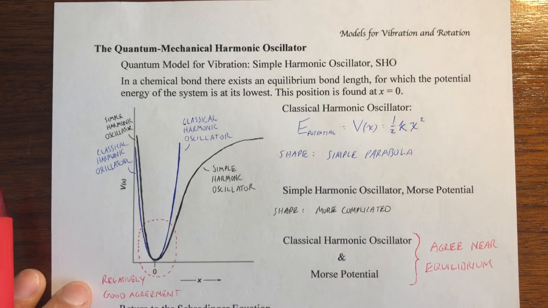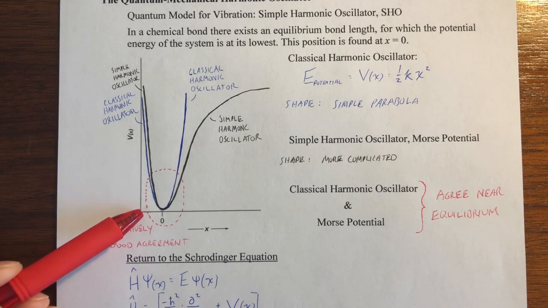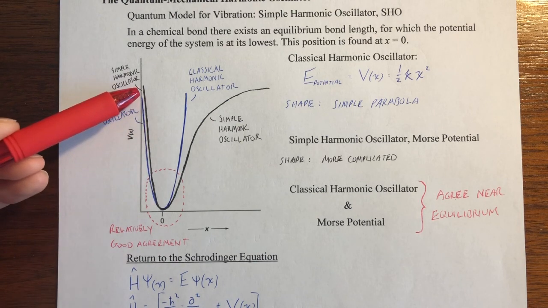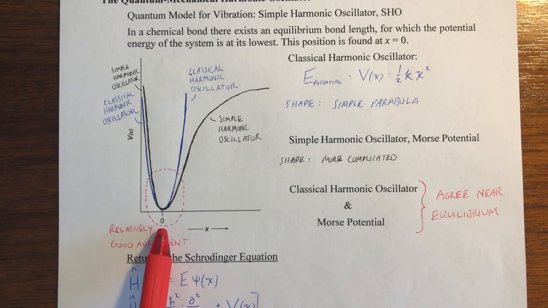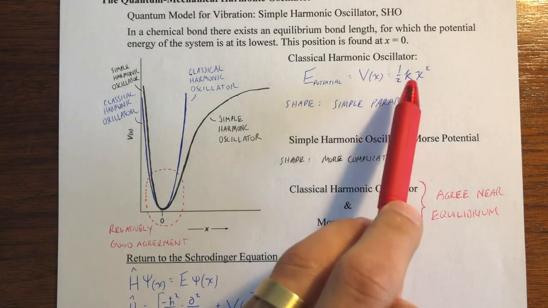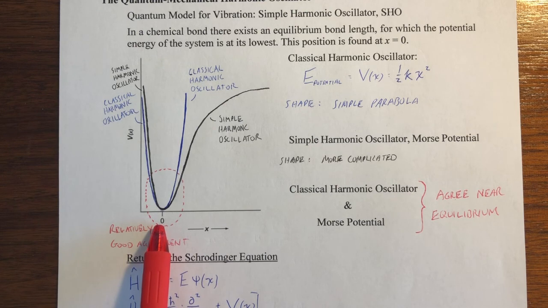Now, when comparing the classical harmonic oscillator and the Morse potential, we can see that there's relatively good agreement in this area around 0, and it diverges as we go up in potential energy. But down here, around the point where we have our equilibrium bond length and the potential energy is at its lowest, the classical harmonic oscillator and the Morse potential are generally sort of the same. So they agree near equilibrium. So that's going to be important because later on it's going to allow us to use this equation for potential energy given that we're near the equilibrium.